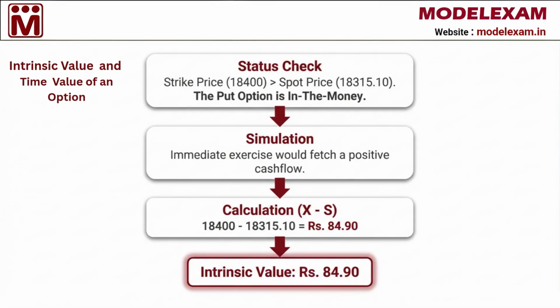First, let's check the status of our put option. Since our strike price of 18,400 is higher than the current spot price of 18,315.10, this put option is in the money. If you exercised it right now, you would get a positive cash flow. To find the exact intrinsic value, we take 18,400 minus 18,315.10. This equals 84.90. So, our put option has an intrinsic value of 84.90.